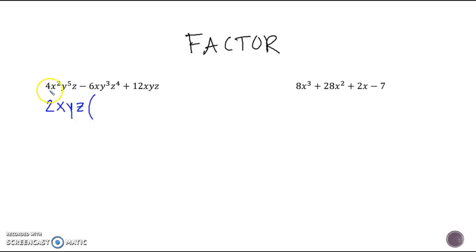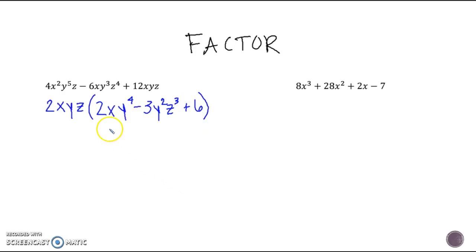Then I just divide. 4 divided by 2 is 2. X squared divided by x is x. Y to the 5th divided by y, y to the 4th. Z divided by z, it goes away. Negative 6 divided by 2, negative 3. X divided by x cancels out. Y cubed divided by y is y squared. Z to the 4th divided by z is just z cubed. 12 divided by 2 is 6. My x cancels, my y cancels, my z cancels. So that's all I can do.